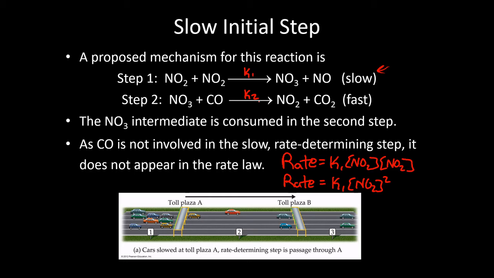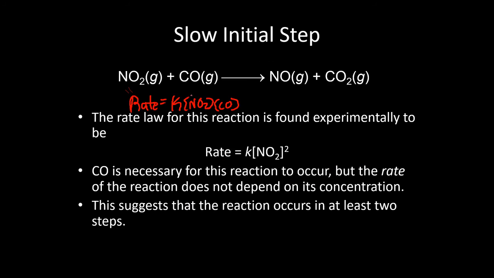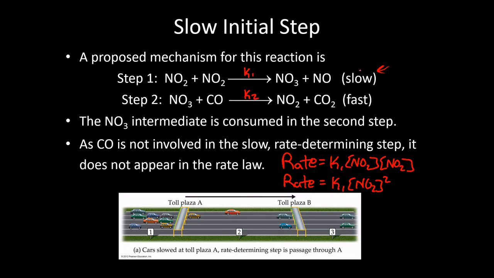So this mechanism makes sense with the balanced chemical equation, because if you add these two equations together, it does give you this balanced equation. And it makes sense from the rate law, because if we write the rate law using the rate determining step, we get the true rate law that we found experimentally. Now, this does not guarantee that this reaction mechanism is correct, that it is actually the true reaction mechanism, but it is good evidence that it is the correct reaction mechanism.